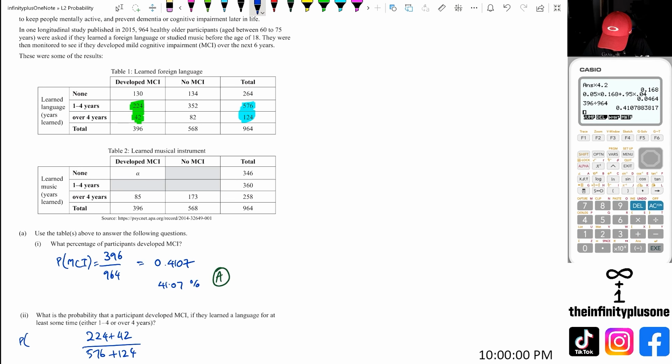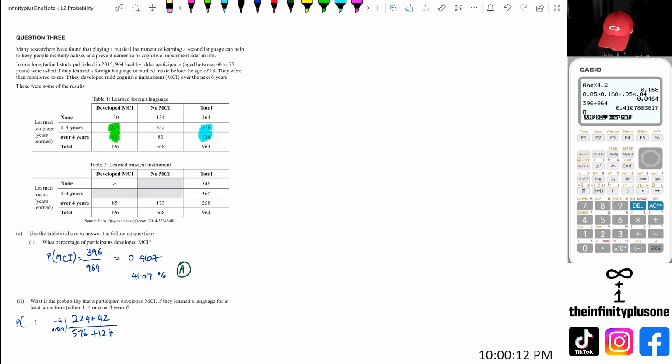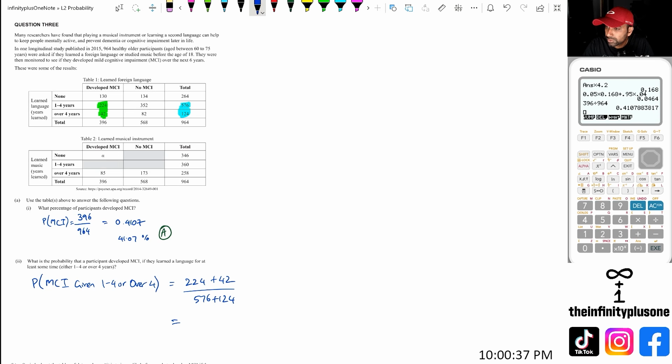So I'm going to say probability of MCI given they are 1 to 4 or over 4 years. That's 224 plus 42 divided by 576 plus 124. So 224 plus 42 is 266, divided by 700. That's 0.38. So we're going to leave it at 0.38.